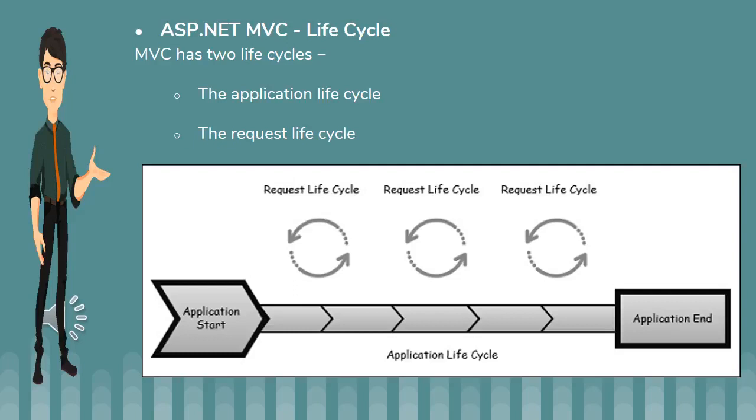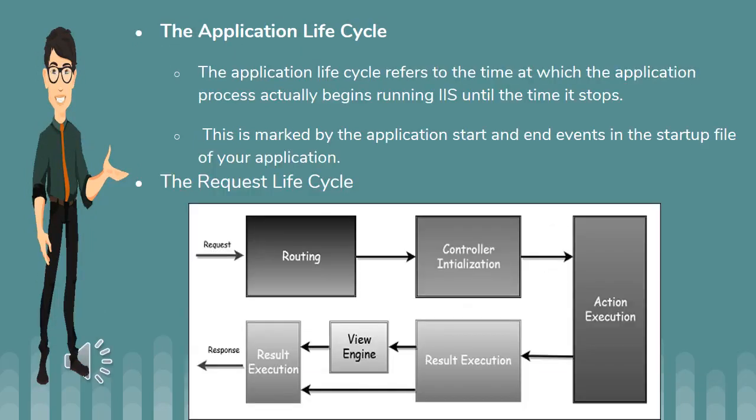MVC has two lifecycles: the application lifecycle and the request lifecycle. The application lifecycle refers to the time at which the application process actually begins running until the time it stops. This is marked by the application start and end events in the startup file of your application. The request lifecycle is the sequence of events that happen every time an HTTP request is handled by our application. The entry point for every MVC application begins with routing.